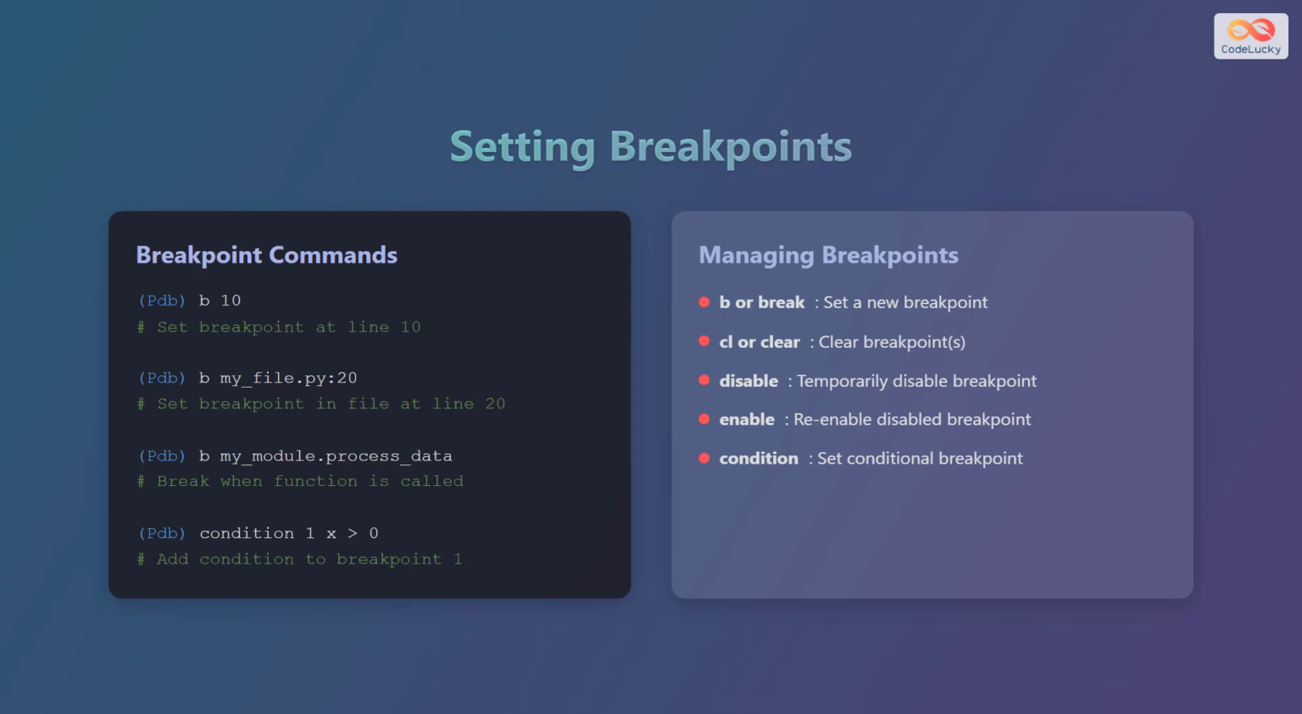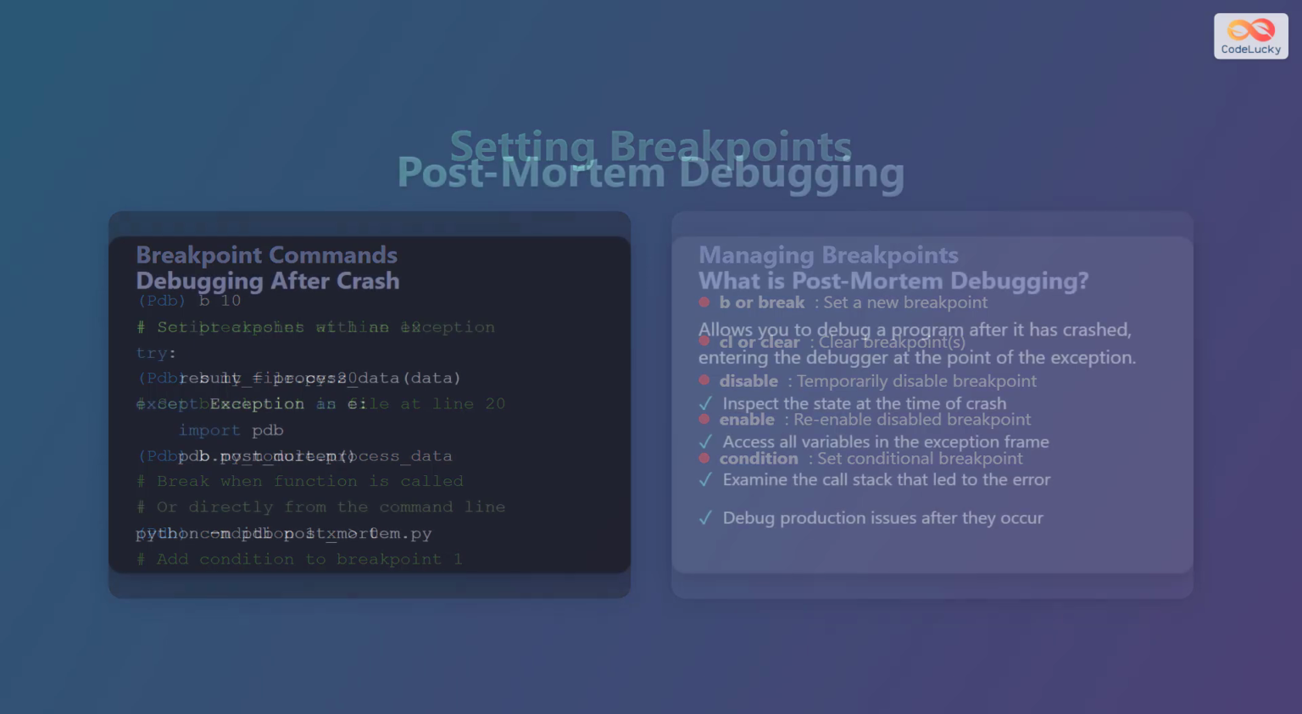To manage the breakpoints, you can use the following commands. b or break will set a new breakpoint. cl or clear will clear breakpoints. disable will temporarily disable a breakpoint. enable will re-enable a disabled breakpoint, and condition will set a conditional breakpoint.